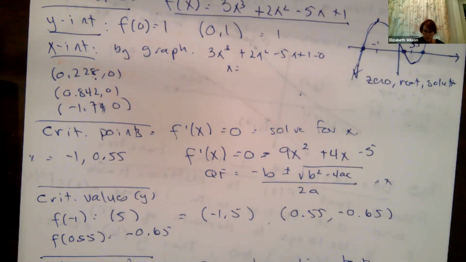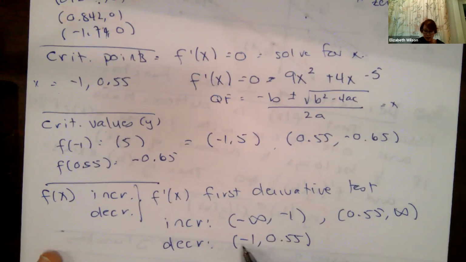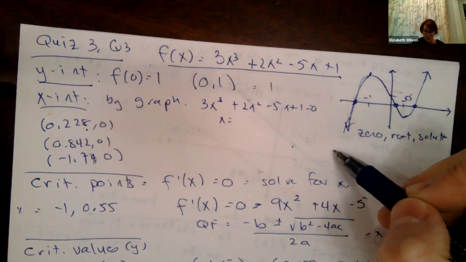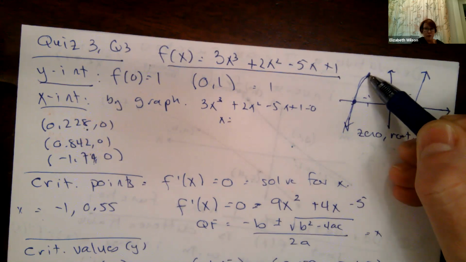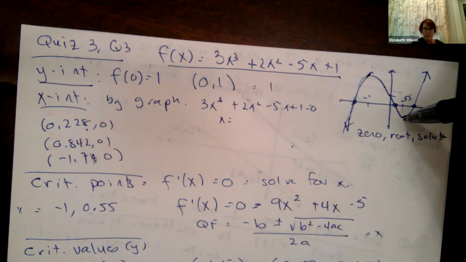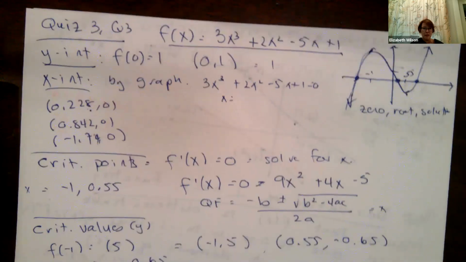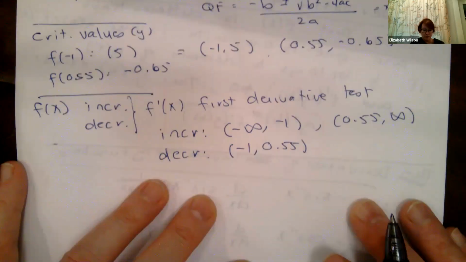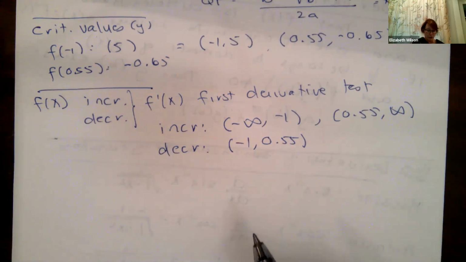This looks like a coordinate here, but it's not, right? This looks like a coordinate. This one really looks like a coordinate. This is an interval of x, okay? So when x is all the way up from minus infinity, my function itself is increasing up until this point right here. And then it decreases, right, from -1 to 0.55, and then it increases again from 0.55 to positive infinity. So the critical points are going to tell us places, hopefully, where our function is increasing or decreasing. So that's our first derivative test.